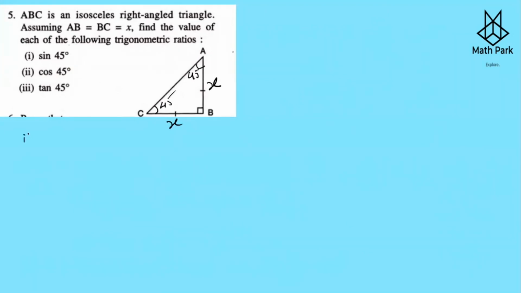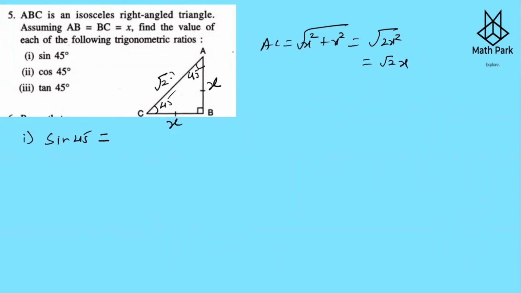Now you are asked to find the first one, sine 45. For that we need the hypotenuse. So let us find the hypotenuse by Pythagoras theorem. We get AC is equal to square root of x square plus x square, which is square root of 2x square, that is root 2 x. We got the hypotenuse as root 2 x. Now sine 45, we can take any angle because both of them are 45. It is opposite upon hypotenuse, which is x upon root 2 x, and x and x got cancelled. We got 1 upon root 2.